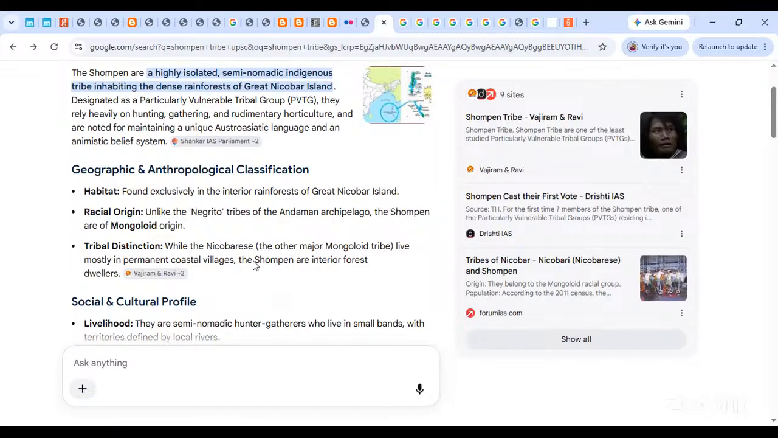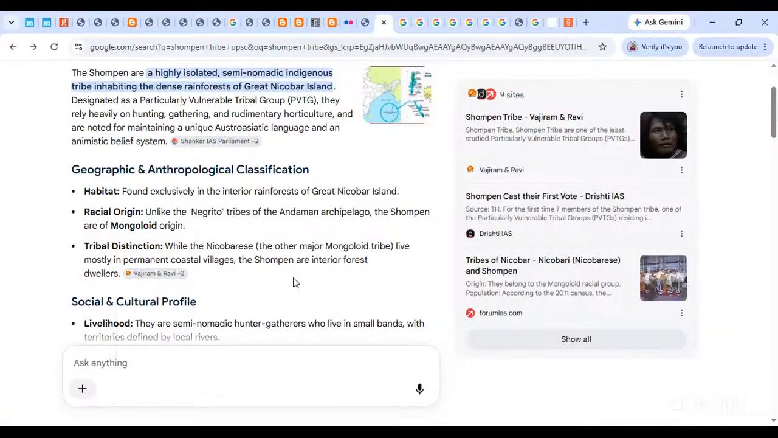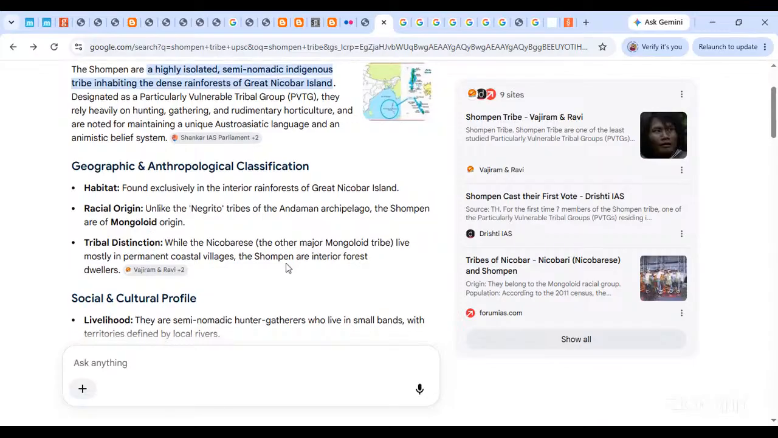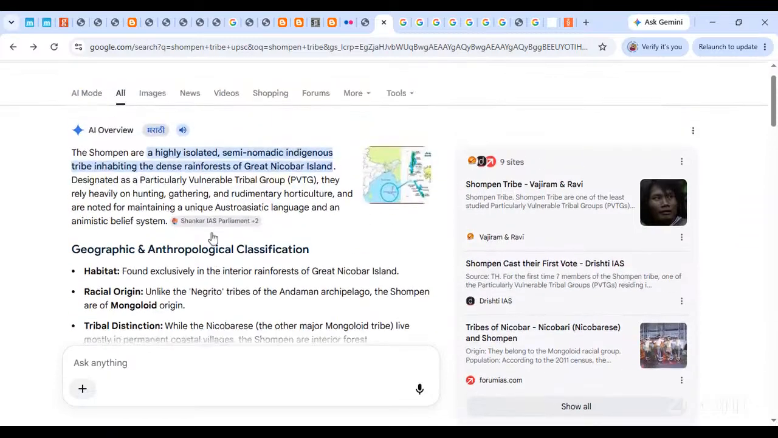And normally जो निकोबारी ट्राइब्स होते हैं वो थोड़े से coastal villages में रहते हैं. These people live in the interiors of the forest. This is the difference: their racial origin and the place where they live. That is how they differentiate from the rest of the tribes. Of course their language is also very different, and sometimes people from the same group cannot speak the same language.